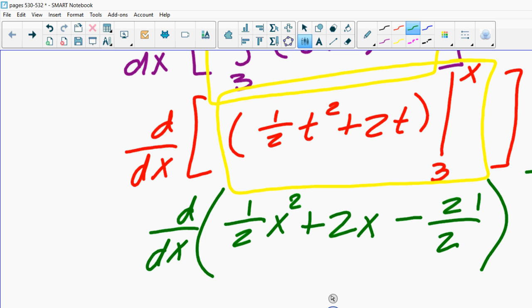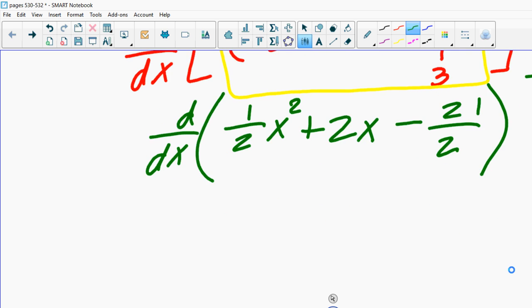Do you understand where everything came from? We did the integral part. Now, notice that these variables match. This is x. These are x. I can take the derivative with respect to x of this polynomial right here. Take the derivative. What do you get? Where'd this go? The derivative of a constant is 0.